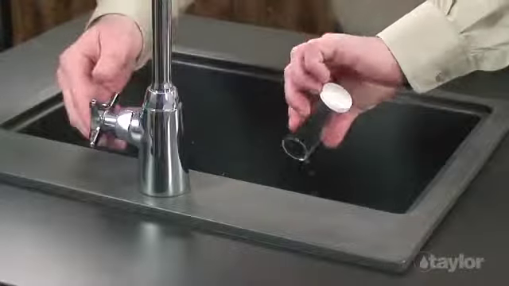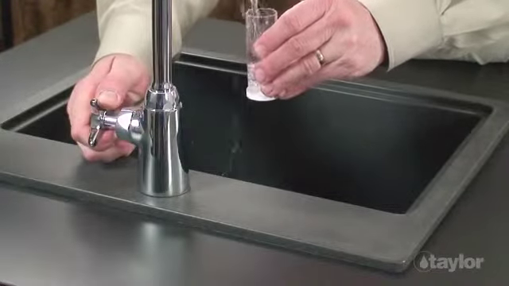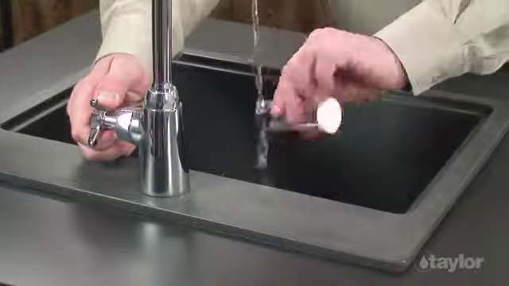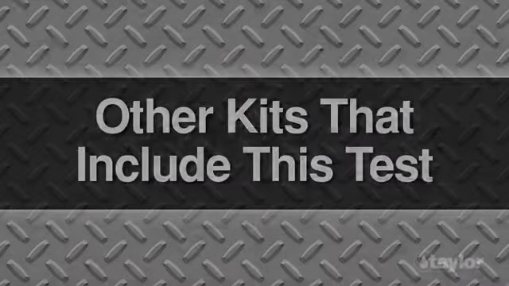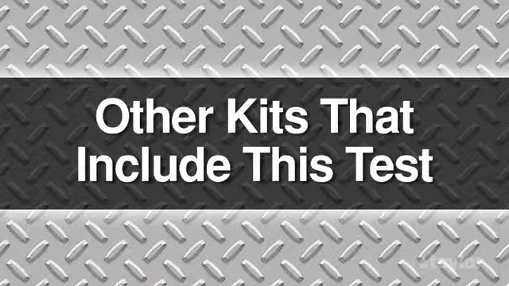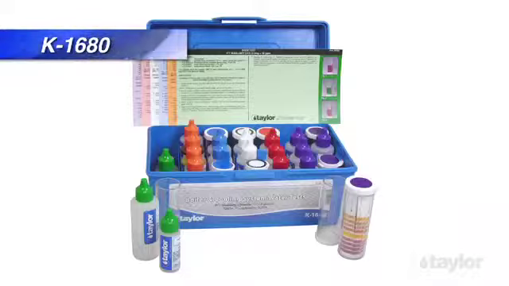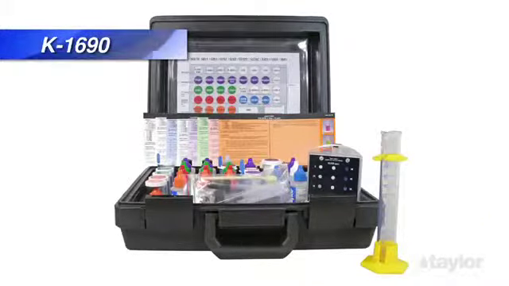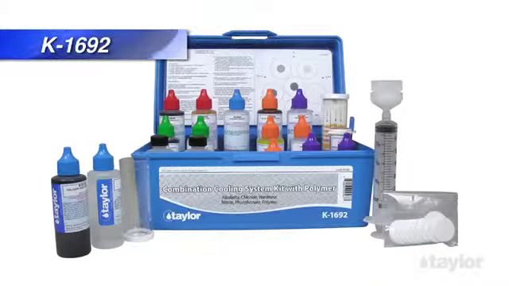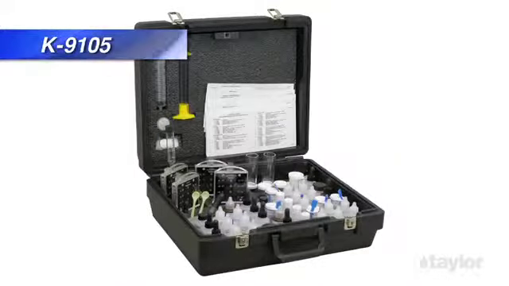After performing the desired test, remember to rinse all glassware so that the sample cell does not become discolored. The phosphonate test method in the standalone K-1583 is also employed in 4 boiler cooling combination kits: the K-1680, K-1690, K-1692, and K-9105.